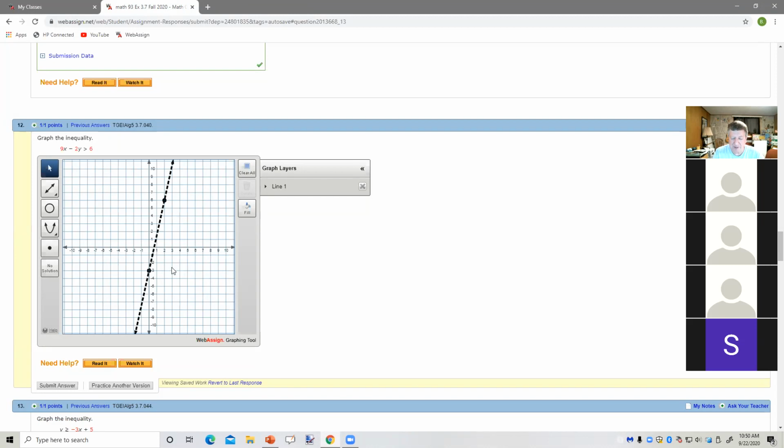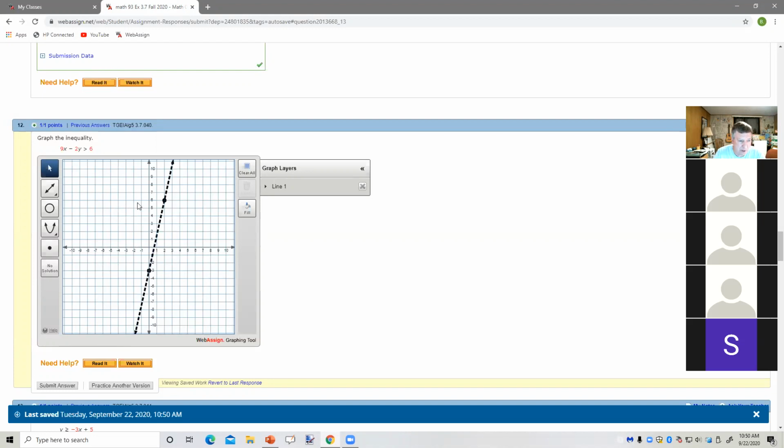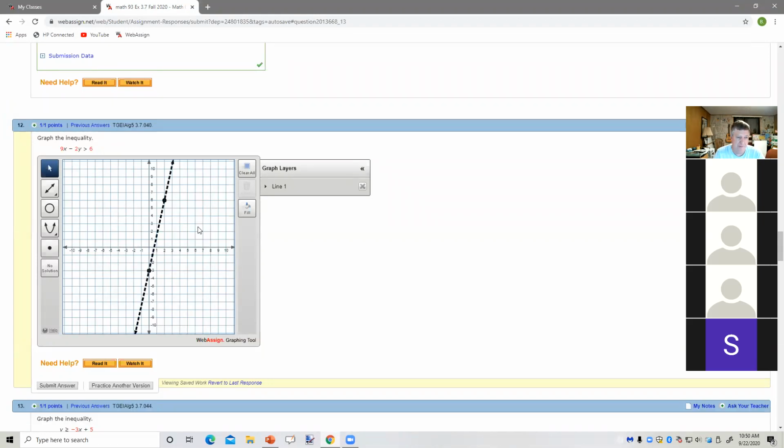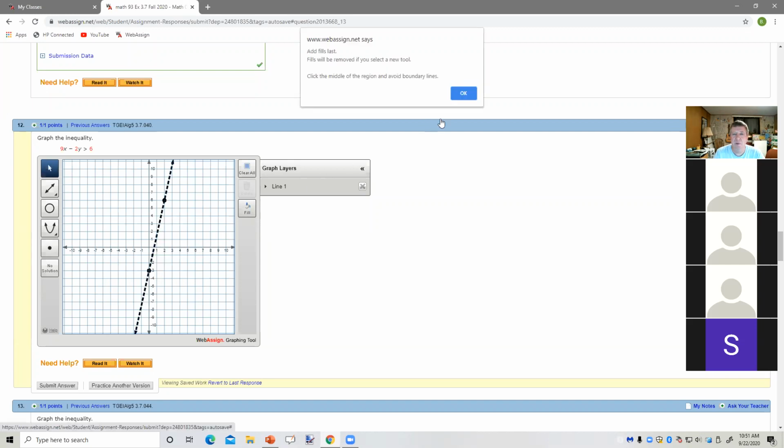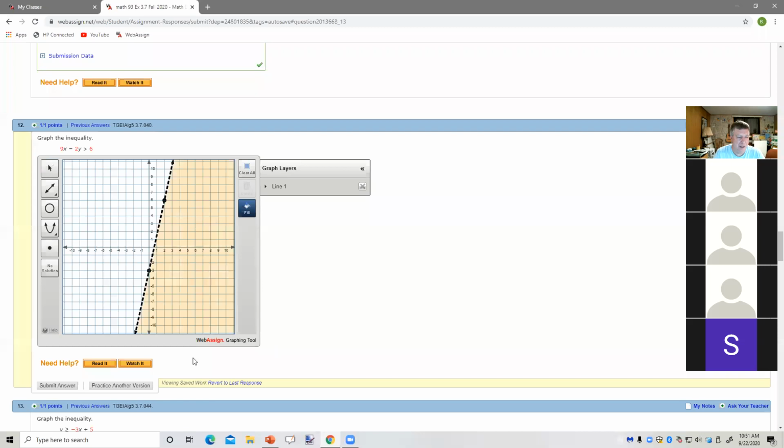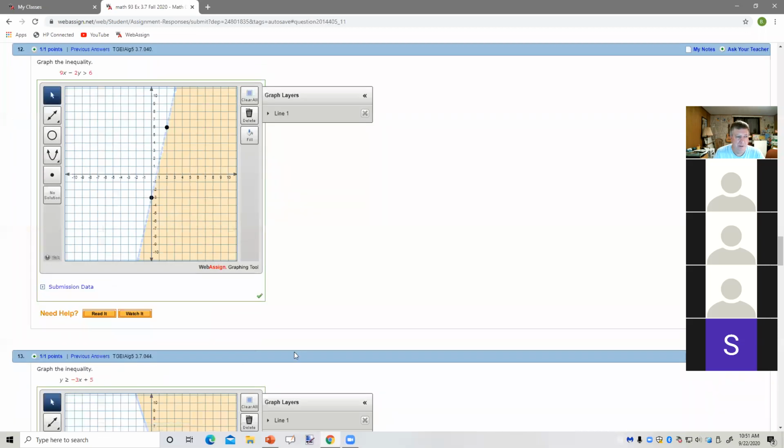But it said y is less than. So less than would be below this line. So is it over here on the left or over on the right? Where is below the line? If we start on a point of the line and we go below, wouldn't that be on the right side? Yeah, the right. Okay, so I'm going to fill on the right side. And there we go.